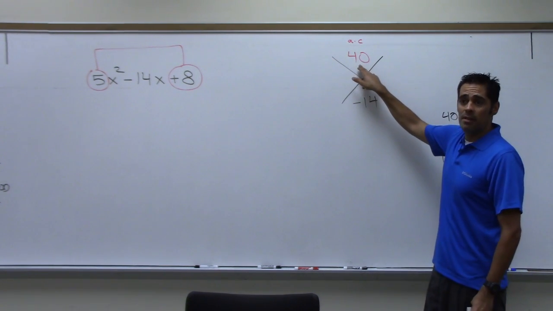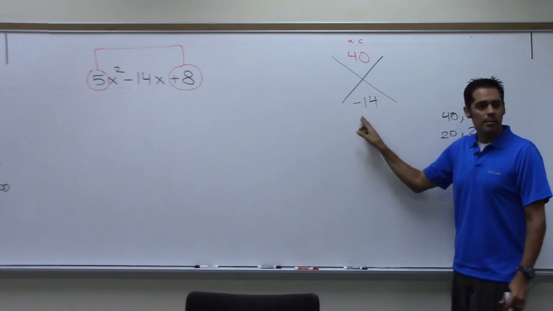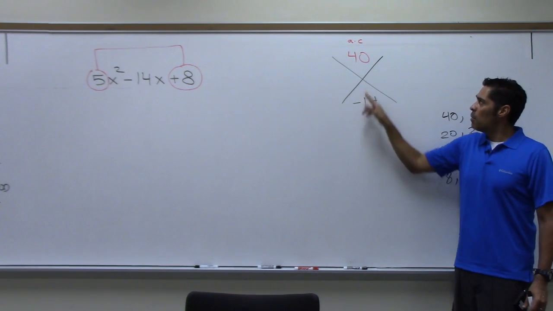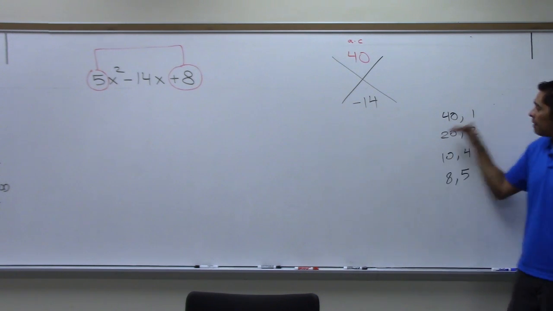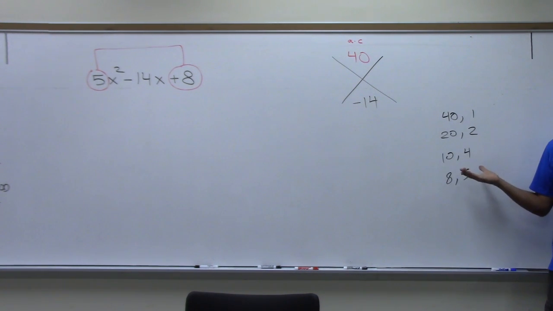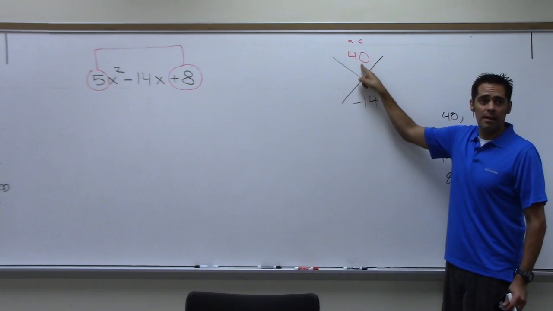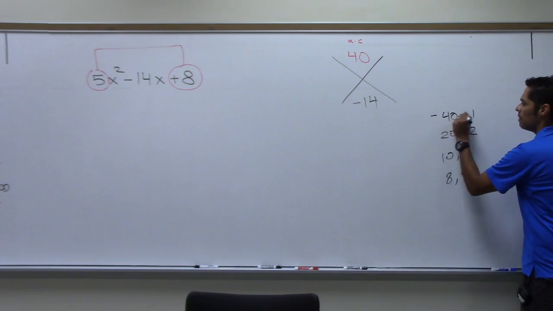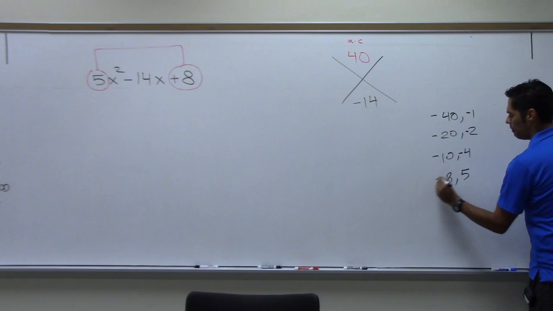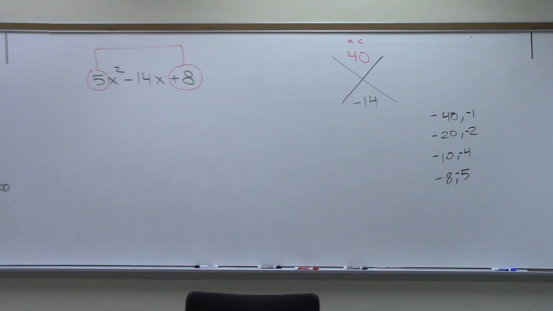Now let's think about the signs. I need to have a positive number here, but a negative number here. The only way I can get a positive number here is if both of these numbers are positive or both of them are negative. Do you agree? And I need a negative number here, and the only way I can put these two together and get negatives is if at least one of them is negative. So this is telling me both have to be negative, and this is telling me at least one of them has to be negative. So that means they both have to be negative. So do any of those add up to be negative 14? Negative 10, negative 4.